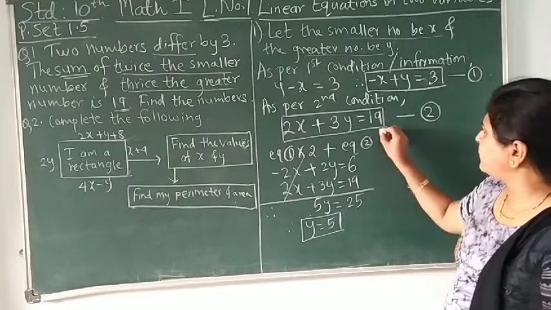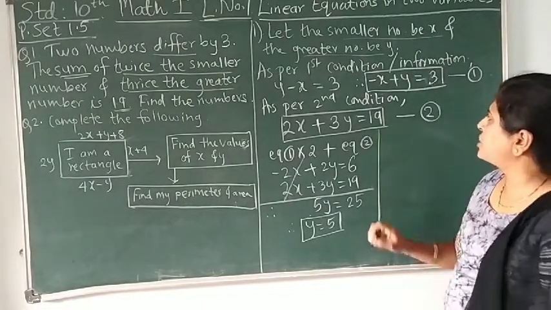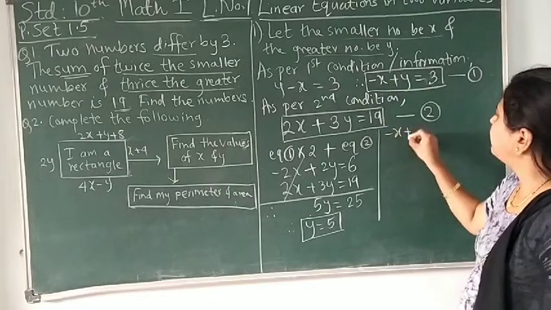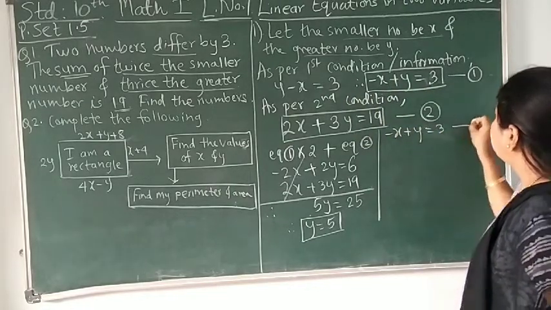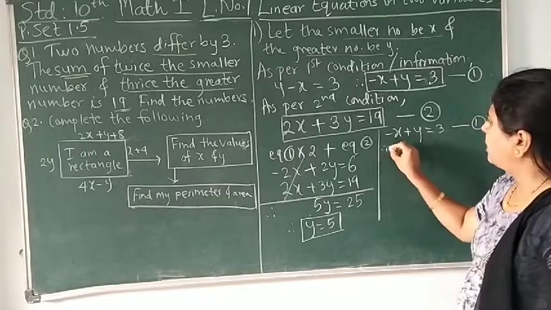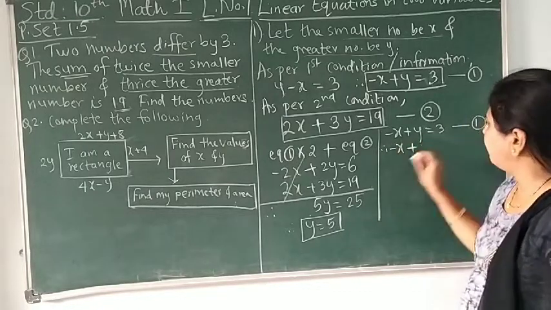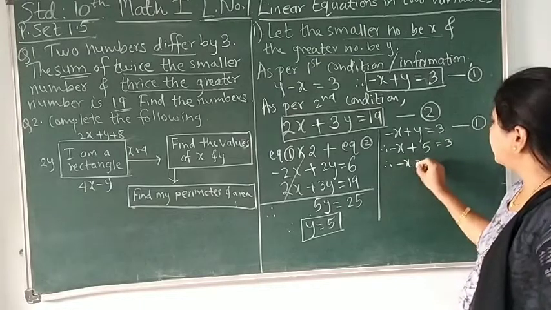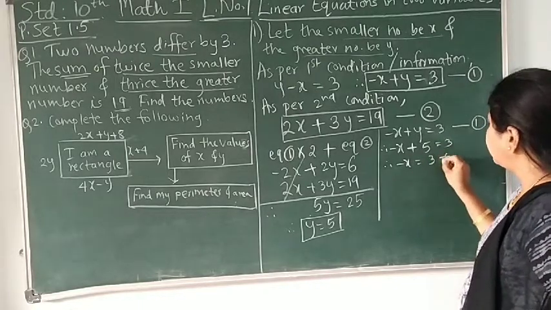Now let's substitute this value in any one of the equations. Say we can put it here. If it is minus x plus y is equal to 3, this is our equation number 1, and therefore minus x plus y, that is 5, is equal to 3. And therefore minus x is equal to 3 minus 5.